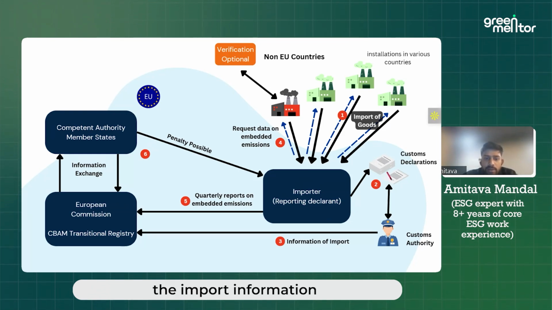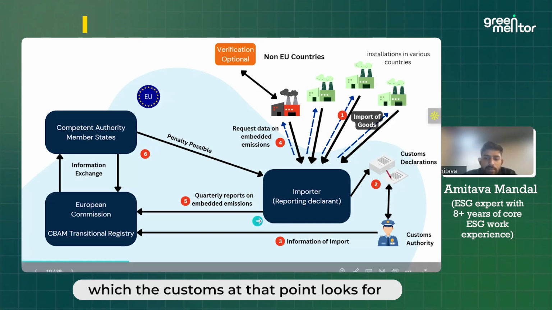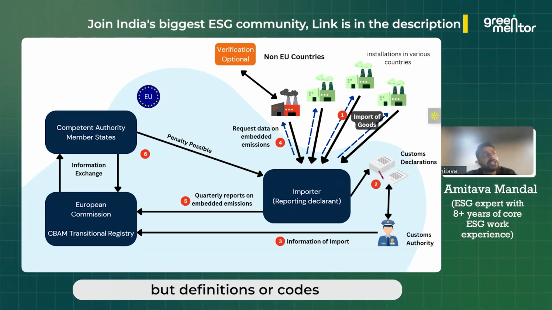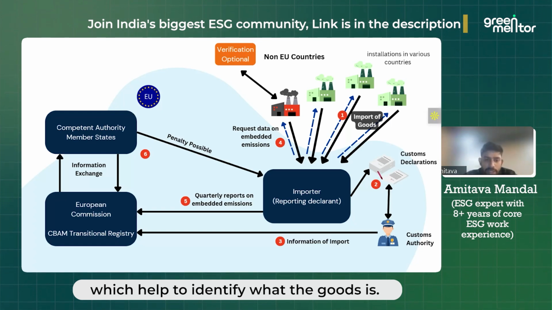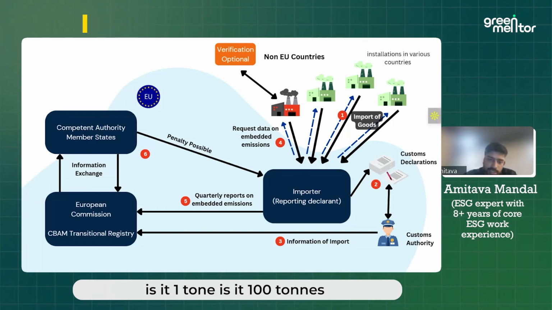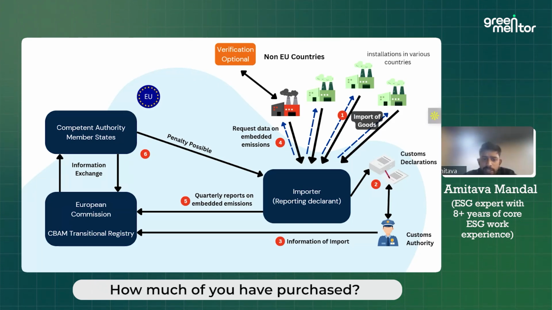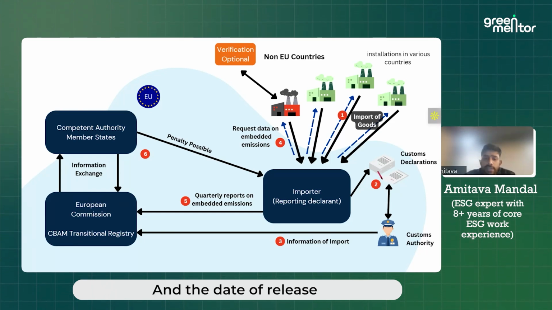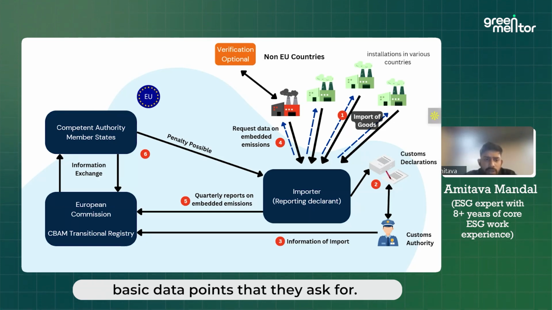The import information which the customs looks for includes things like CN codes. CN codes are nothing but codes which help you identify what the good is, right? How much of that good have you purchased? Is it 1 ton? Is it 100 tons? Also the country of origin, where is it coming from? India, Bangladesh, Sri Lanka, and the date of release, the date of release for free circulation. So these are some of the basic data points that they ask for.